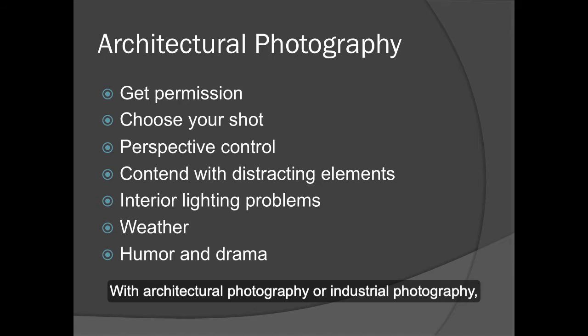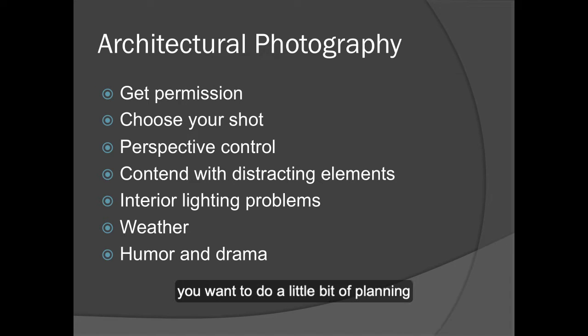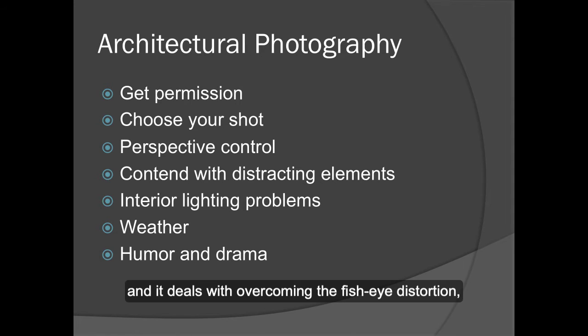With architecture and photography or industrial photography, you want to choose your shot. You want to do a little bit of planning. And also you have to think about perspective control. Now, Photoshop does have a lens correction filter. Again, that's something that towards the end of this semester we will talk about. It deals with overcoming the fisheye distortion, the concave, convex issues, and straightening up your lines of perspective.